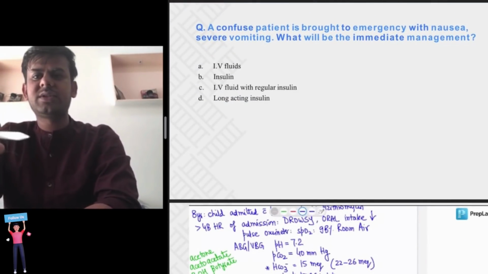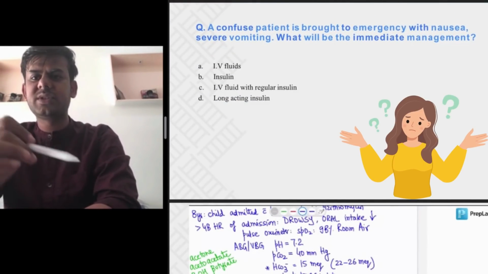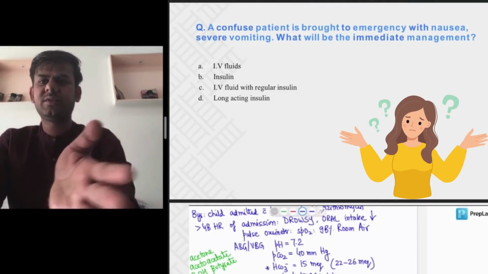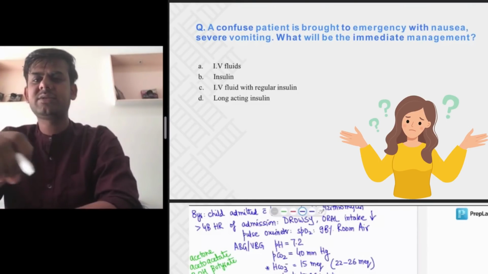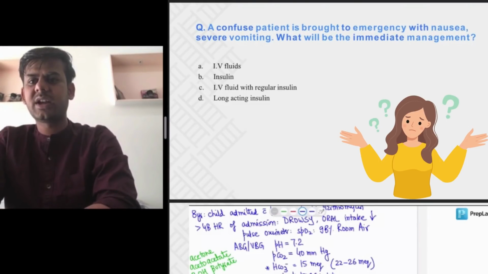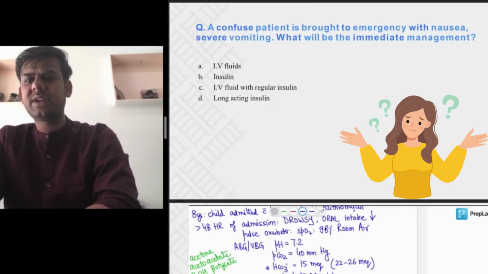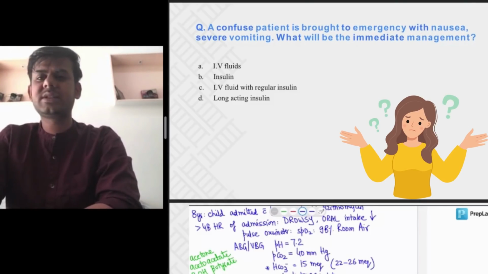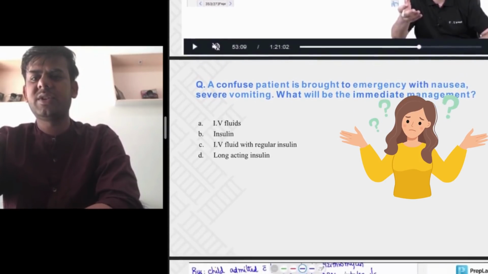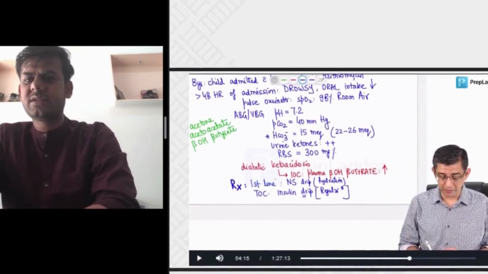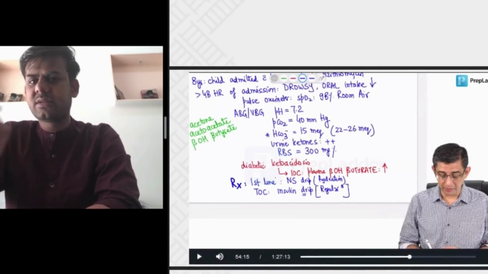Then coming to another question, a confused patient brought to emergency with nausea and vomiting. What will be the immediate management? There can be many causes of nausea, vomiting and drowsiness, but in this question you can see the options are around IV fluid and insulin. So probably this is a case of diabetes. This condition happens in diabetic ketoacidosis, and the treatment of diabetic ketoacidosis is IV fluid with regular insulin.